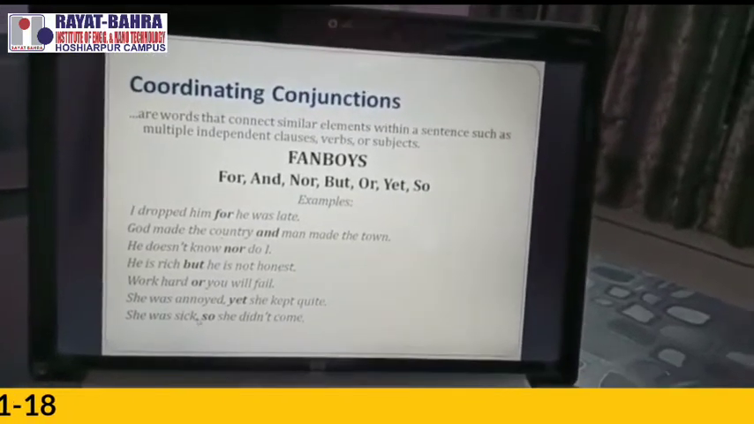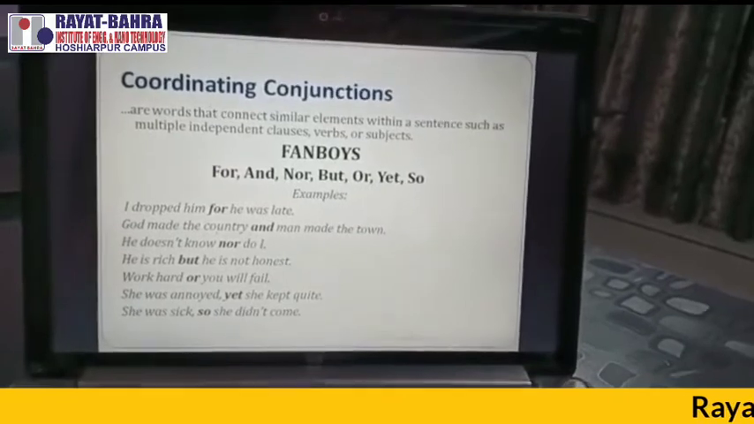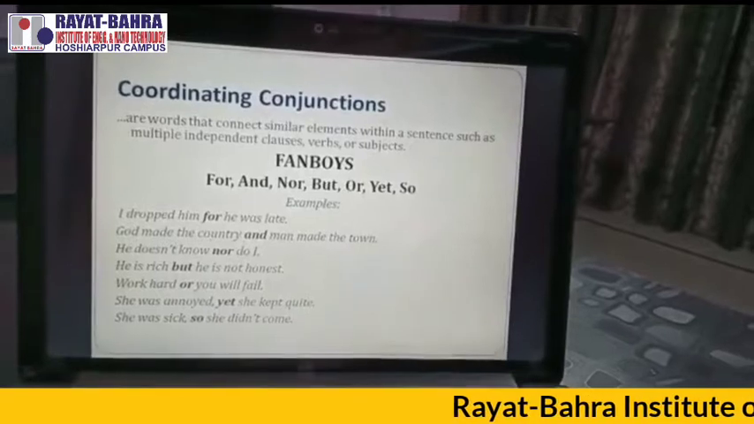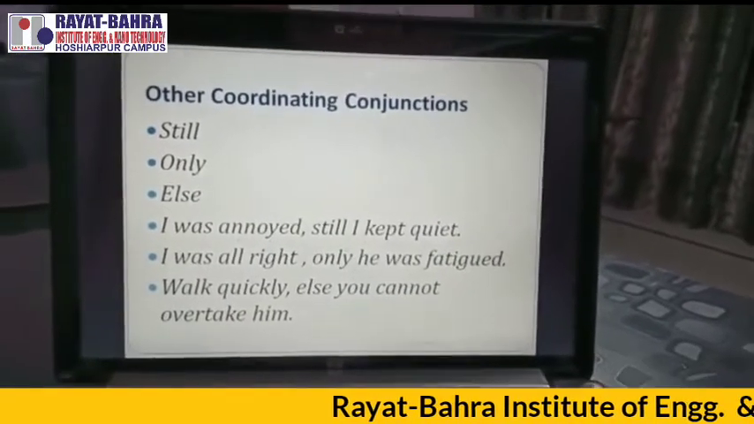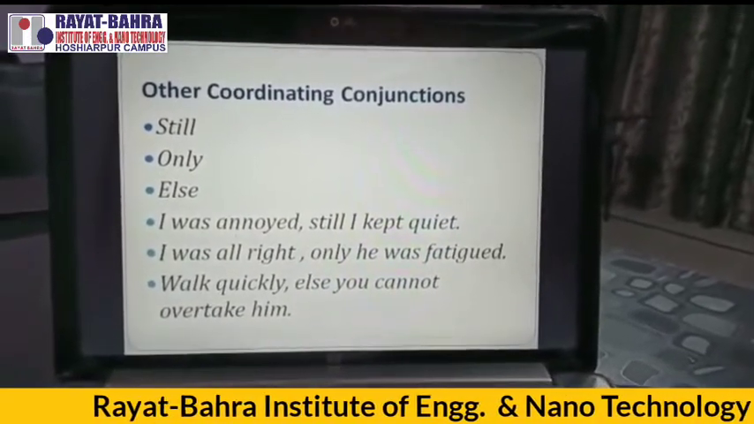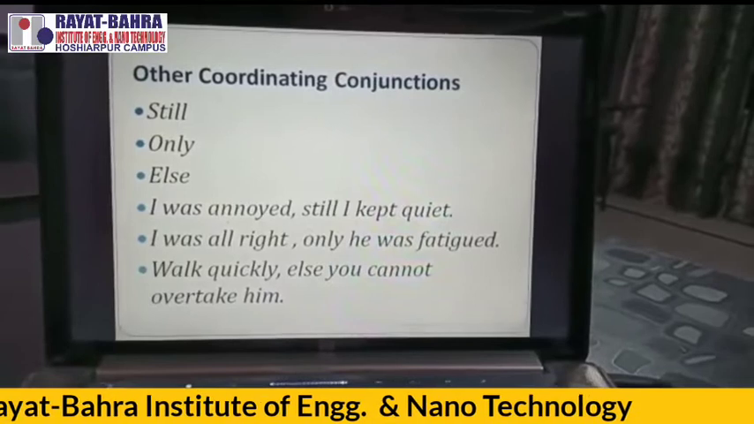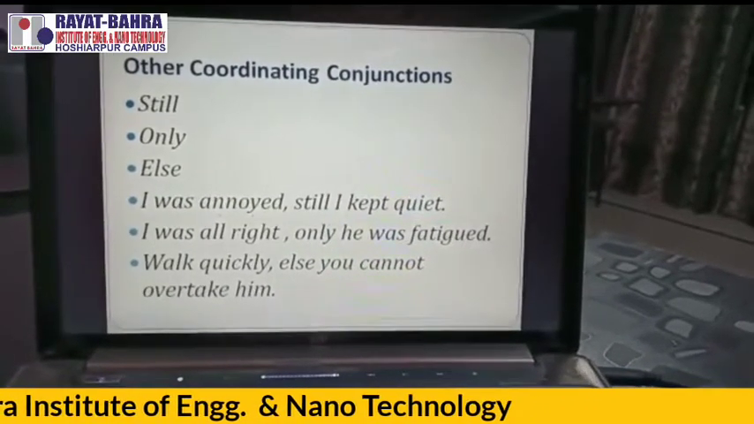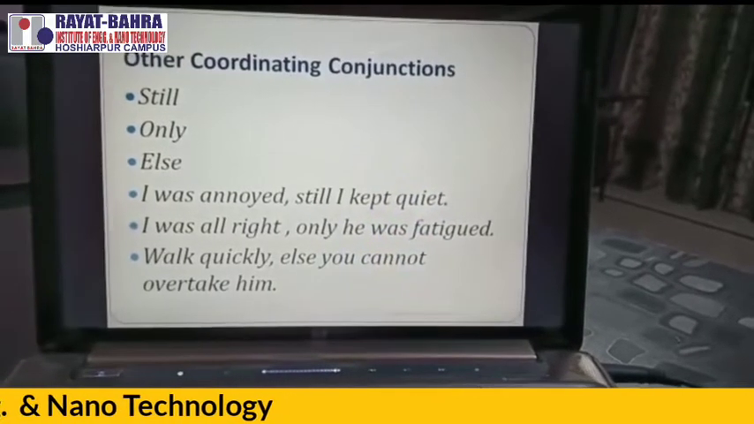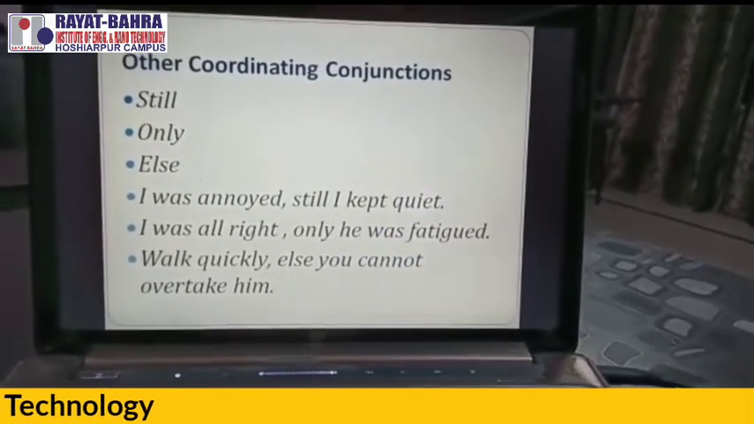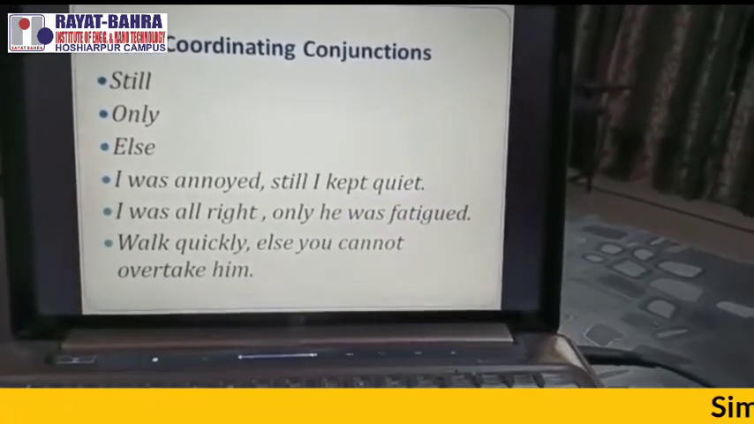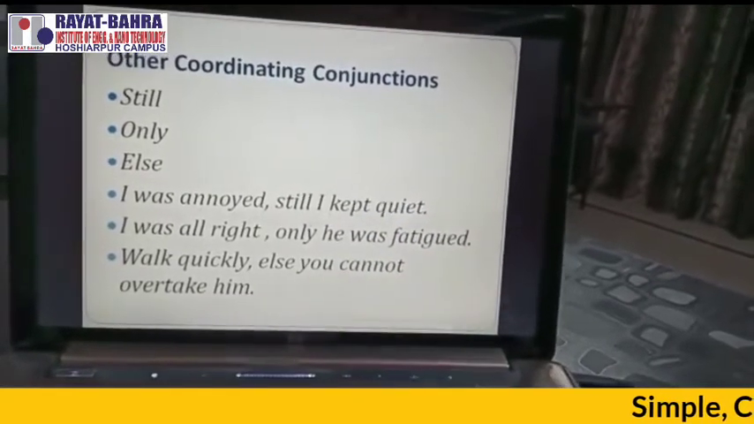So I hope now you might have learned what makes a compound sentence, what makes a complex sentence, and what makes a sentence simple. Now, these are some of the other coordinating conjunctions which can also be used in a sentence to make it compound, like still, only, else. I was annoyed, still I kept quiet. I was all right, only he was fatigued. Walk quickly, else you cannot overtake him. Here also there are two principal clauses and they have been joined by still, only, and else.